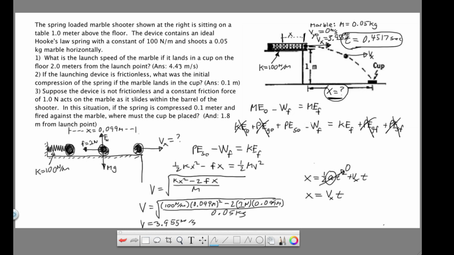3.955 meters per second. So now we come back to our kinematic. We've figured out the x velocity when the marble leaves the edge of the table, 3.955. The time in the air was calculated in part 1 to be 0.4517, giving us a new horizontal displacement of 1.78 meters, which is the answer.